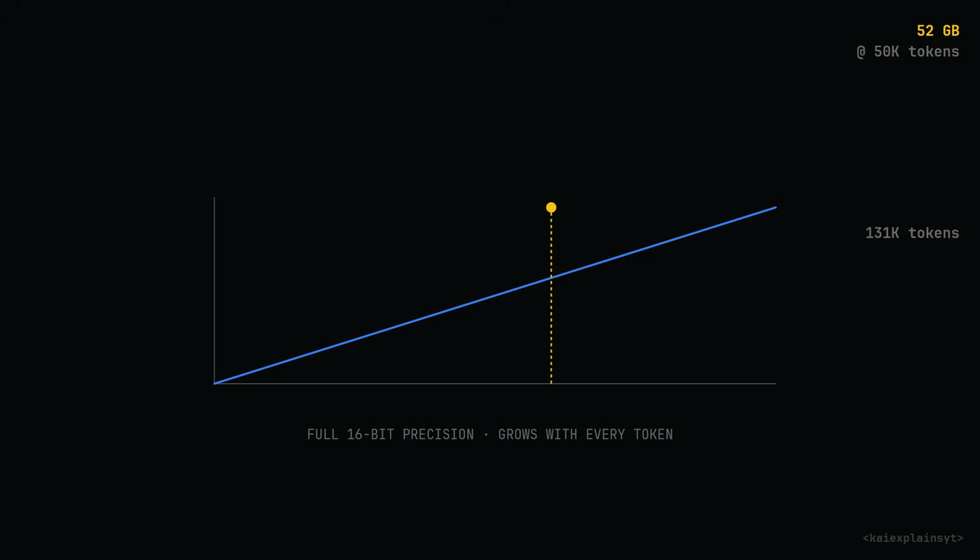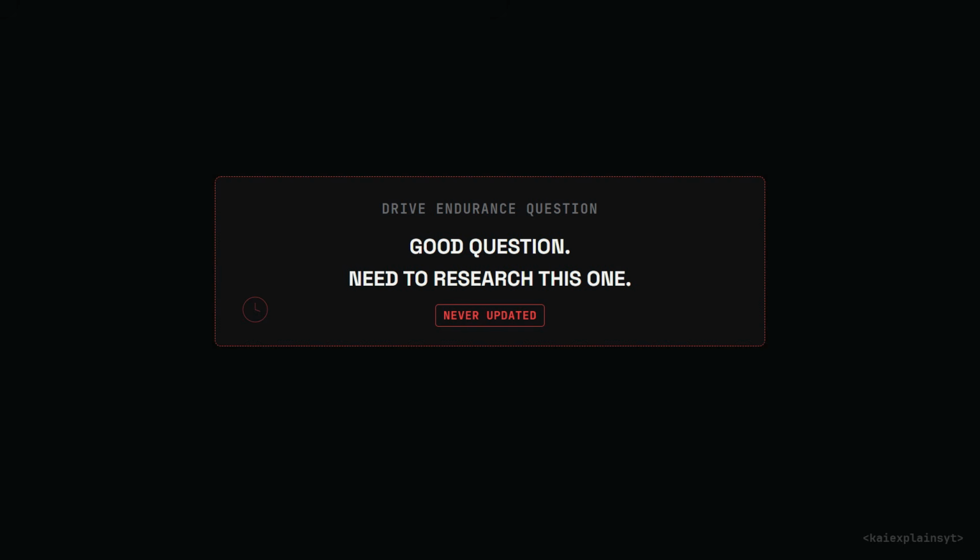Qwen 3 Next ships with 131,000 tokens of context. The attention cache at full 16-bit precision grows with every token you generate. At 50,000 tokens of context on an 8 billion parameter model, the cache alone is 52 gigabytes. That cache lives on the drive. A fast NVMe can handle it. An SSD with heavy existing write load, or one nearing the end of its write endurance, is a different situation.